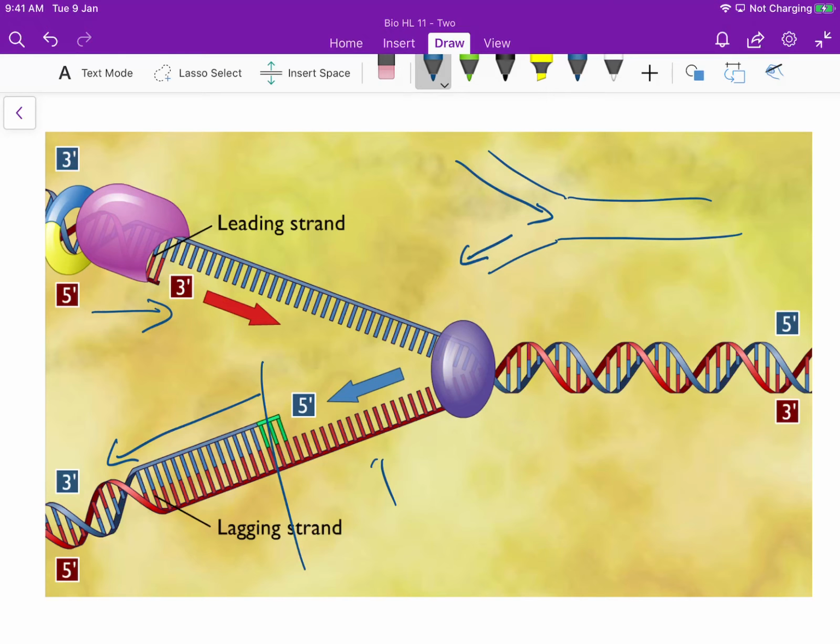More DNA up here. This is newly unzipped. And the newly unzipped DNA now needs to be copied as well. And so what we're going to have is this idea of it doing a little section at a time, and that's all it can do.